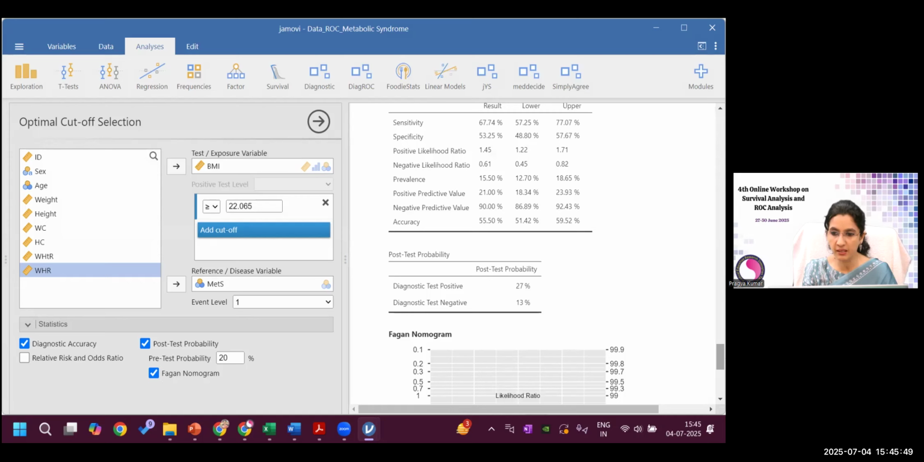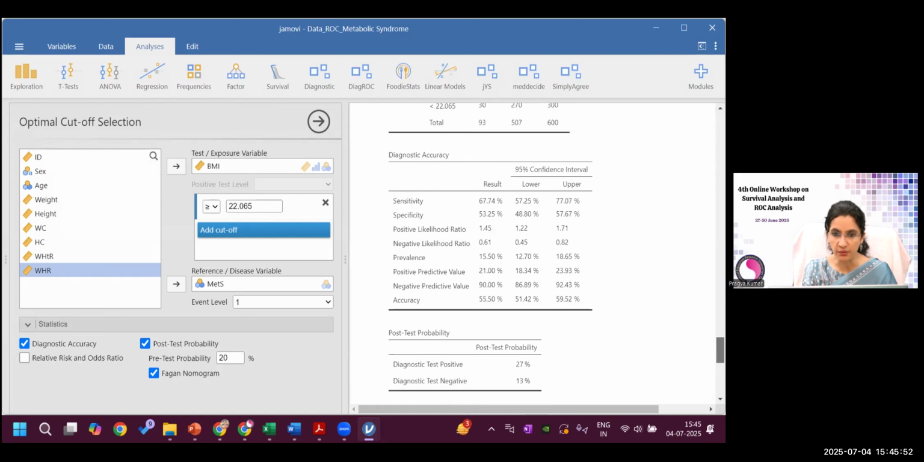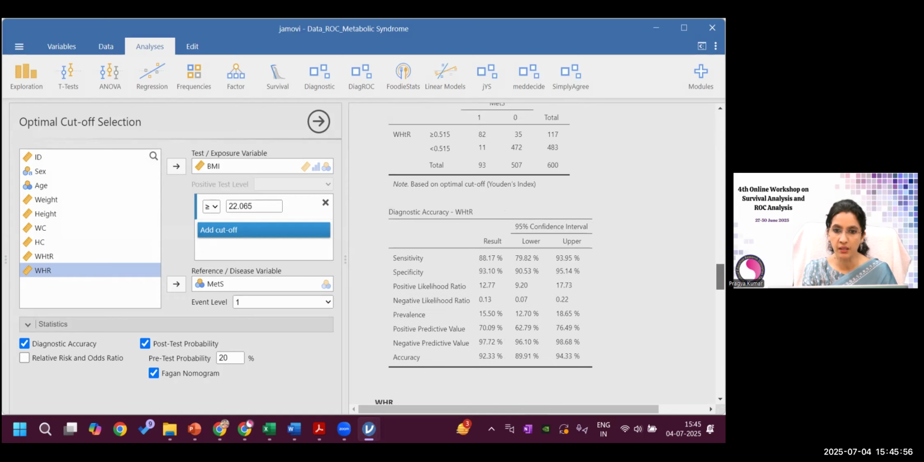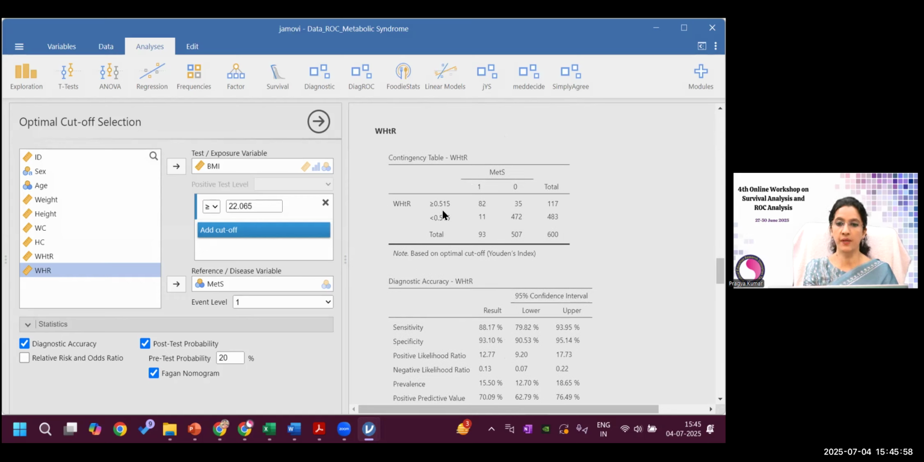You can check with any other, let's say waist. Let me check it with waist height ratio. So waist height was 0.51. Yes, this was waist height 0.51. If I put here more than or equal to 0.515, let's see. 0.515, and here instead of BMI, you take waist height. This value I am taking, and then you see what happens.